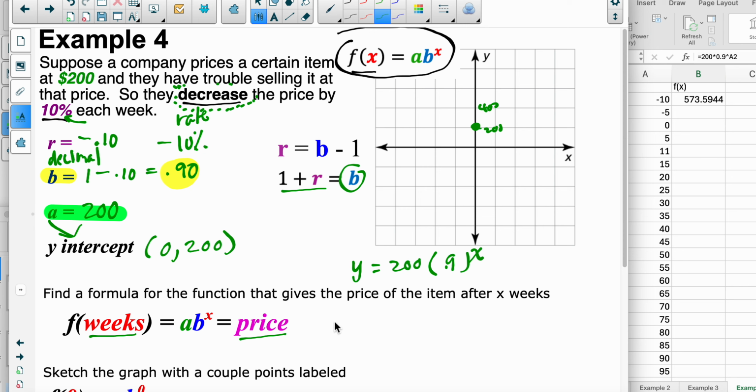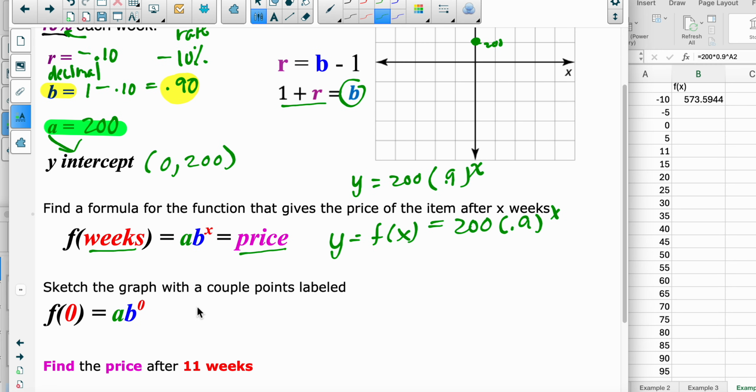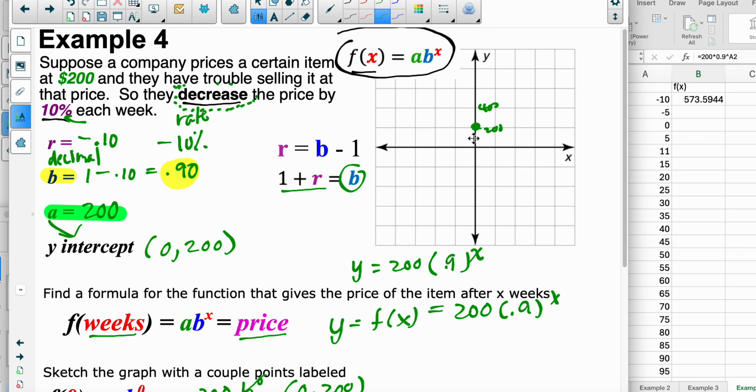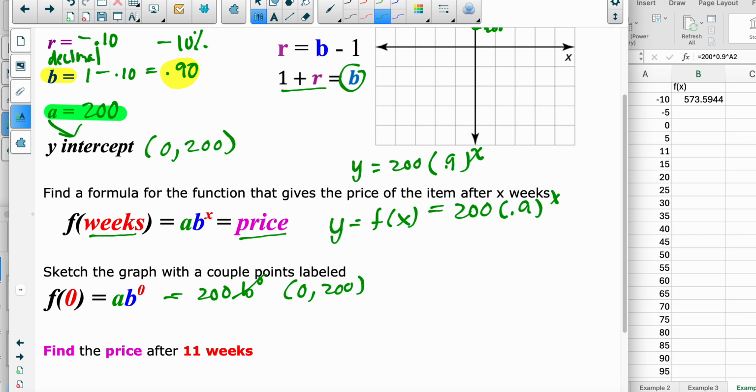And again, I wrote the function up here, y, or I could say f of x equals 200 times 0.9 raised to the x. So if we sketch a couple of points, this is my y-intercept here. This becomes f of 0 is equal to 200 times b to the 0, and anything to the 0 power is 1. So the point (0, 200) is on my graph. Let's go ahead and put this in Excel, and we can get a couple other points.